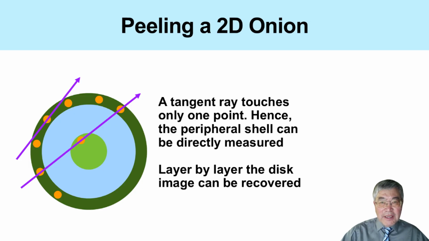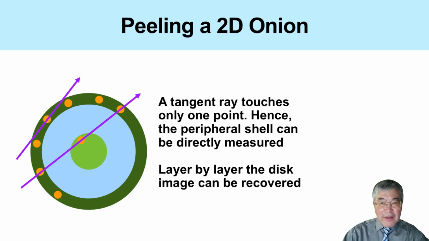Imagine that the object we want to reconstruct is like an onion with many layers. We begin with X-ray rays that are tangent to the object. A tangent ray touches the object at only one point. Therefore, the measured line integral from such a ray directly gives us information about a single peripheral pixel or a very small boundary region.